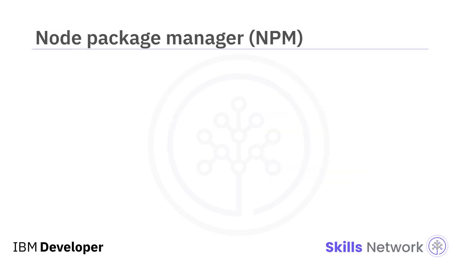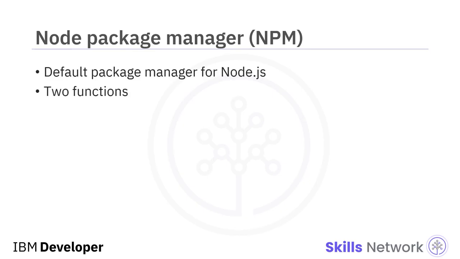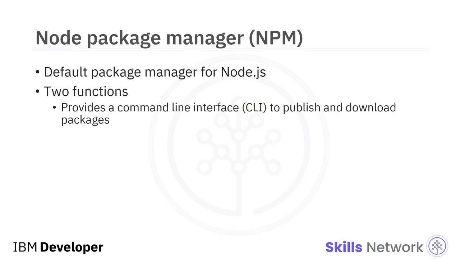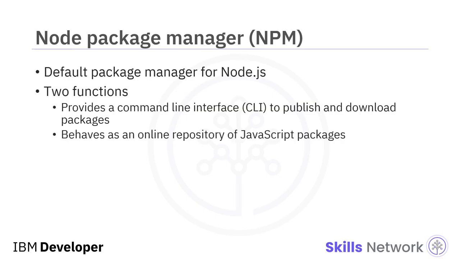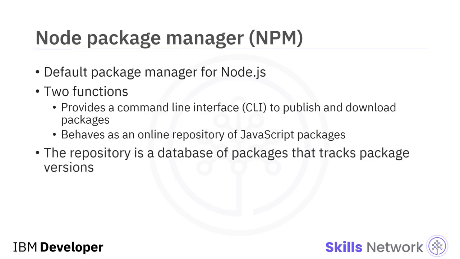Node Package Manager, usually abbreviated as NPM, is the default package manager for the Node.js runtime engine. NPM has two functions. First, it provides a command line interface that allows users to publish and download packages. Second, it behaves as an online repository of binary JavaScript packages. The repository is a database of packages that tracks versions of packages referenced in applications.